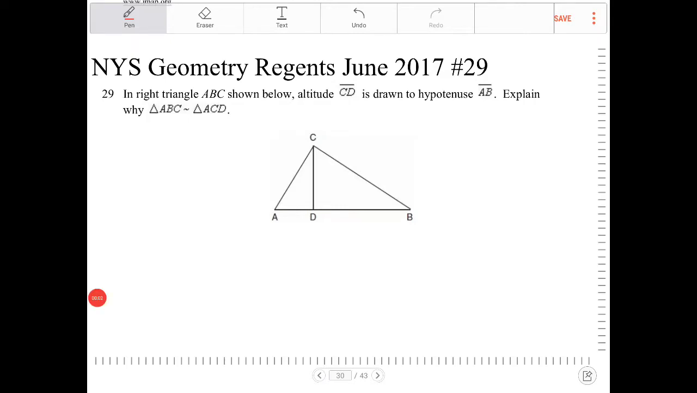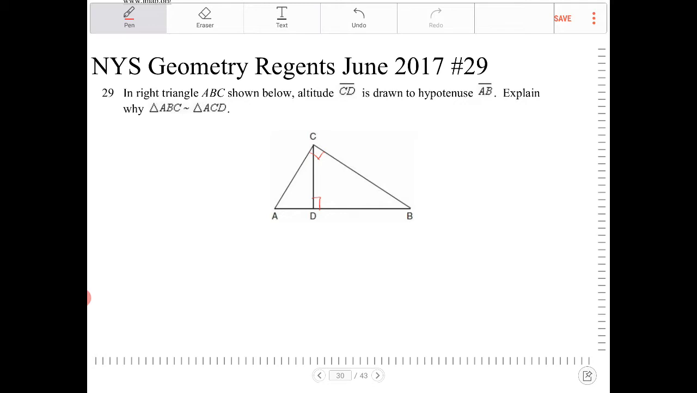In right triangle ABC shown below, altitude CD is drawn to hypotenuse AB. So triangle ABC is a right triangle where the right angle is located at C, and the reason is AB is the hypotenuse, and the right angle is always going to be opposite of the hypotenuse. CD is an altitude drawn to hypotenuse AB, so therefore CD and AB will form a right angle because an altitude is always going to be perpendicular to the side that it is drawn from.